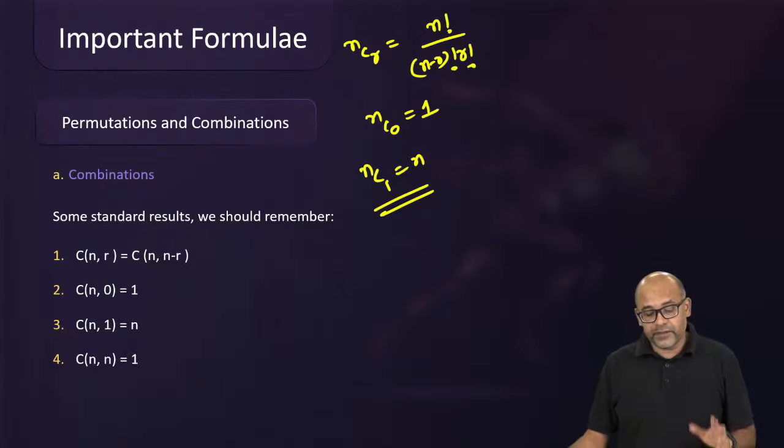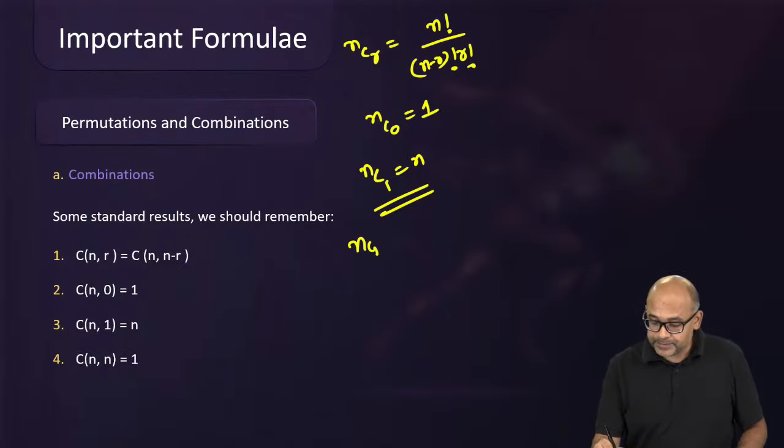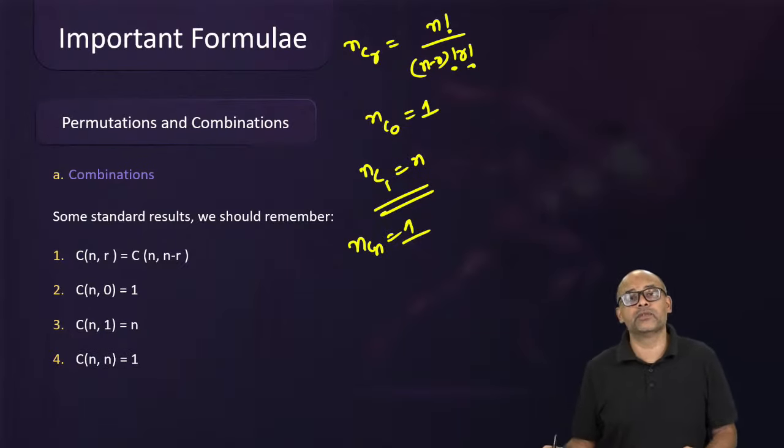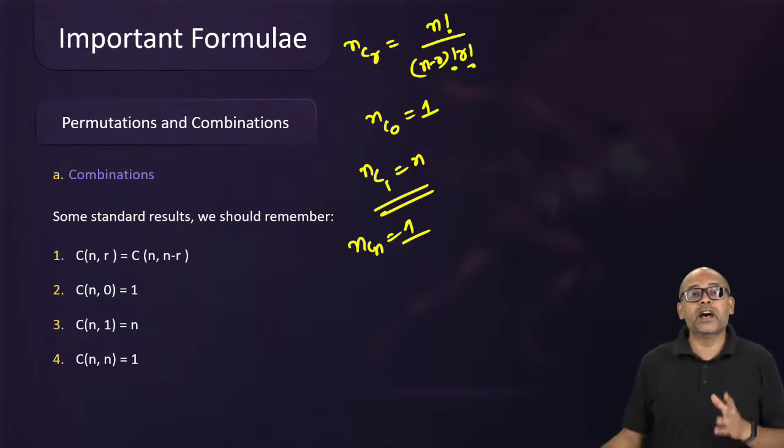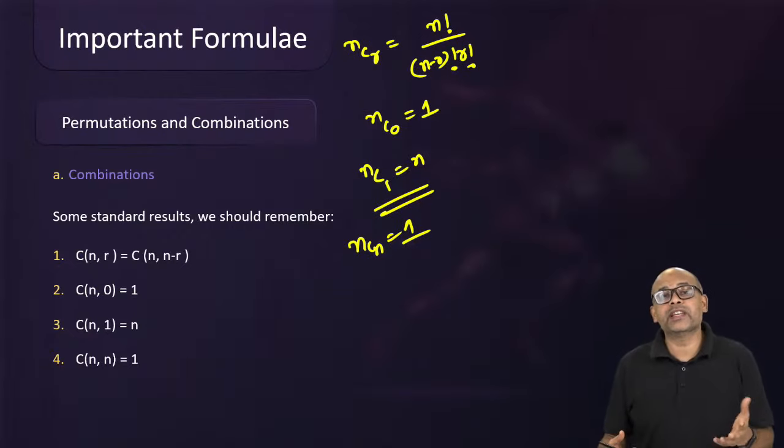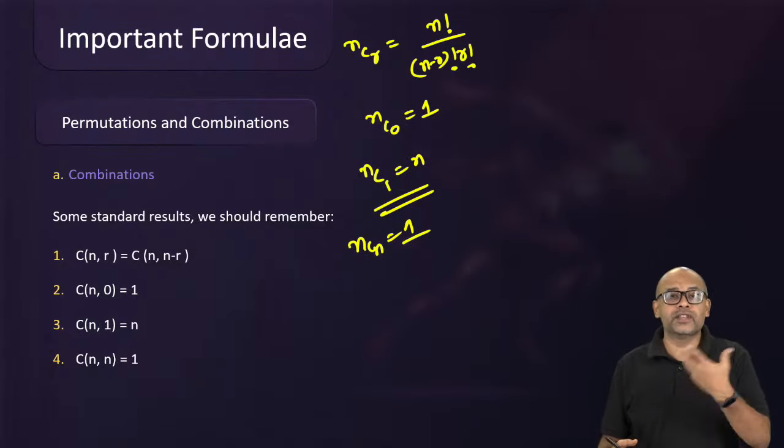And then we have the fourth one, which is NCN. It gives you the answer as 1. What does it mean? It means if there are 10 people, how many ways can I pass all of them? Passing all of them is done in only one way, which is basically make everybody pass, 0 fails. That is your one way.